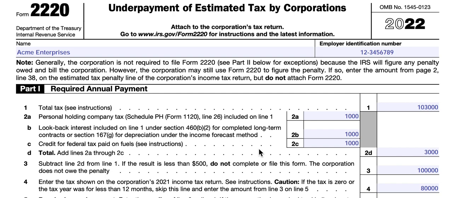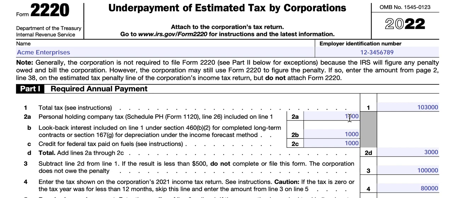Okay, so in Part 1, we'll just enter the total tax being $103,000. This is just a placeholder, but this would be the total tax as you previously calculated on your respective tax return, whether it's 1120, 1120S, whether it's a 990, whatever the case may be. This is the tax that you calculated separately. And then in lines 2A, 2B, and 2C, you're backing out certain credits and taxes already paid.